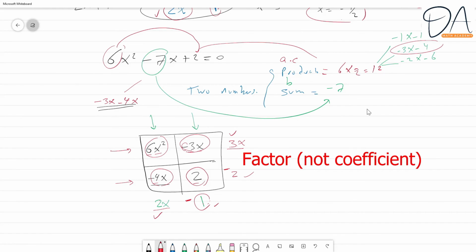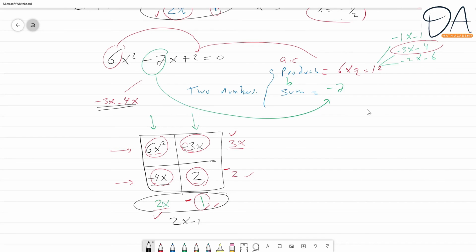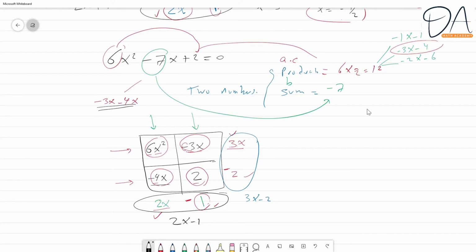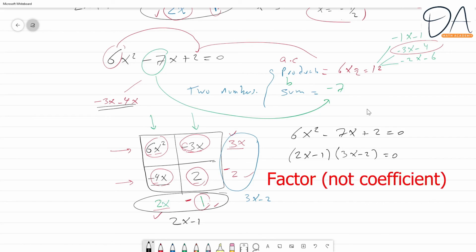Now our factors, we get them from here. We take this as one factor. So we'll get 2x minus 1. And then I can also get the other factor. This is 3x minus 2. Now, our quadratic that we started with, I can write it as 2x minus 1 times 3x minus 2 equal to 0. Again, one of these two factors has to be 0 in order to get 0.